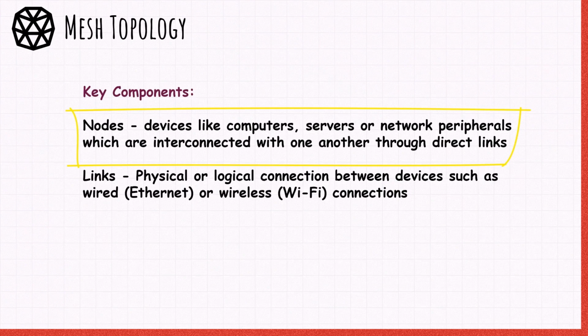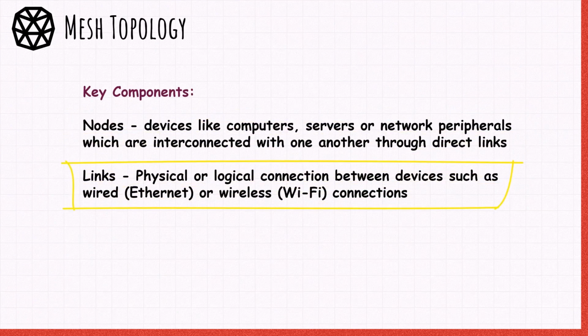Now, key components of a mesh topology are nodes, which are devices like computers, servers, or network peripherals, which are interconnected with one another through direct links. And we have links, which are physical or logical connections between devices, such as wired or wireless connections.